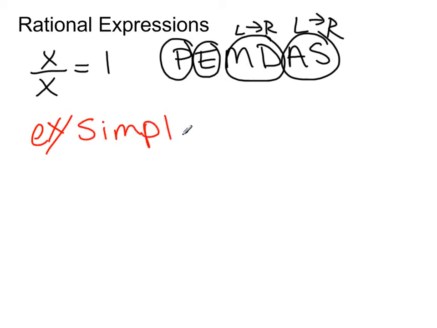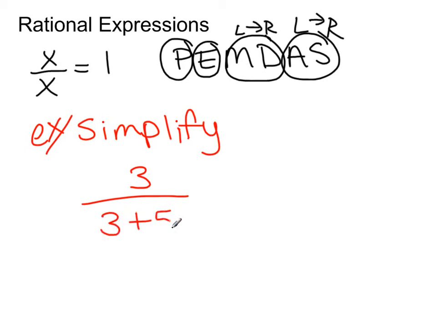And it is a rational expression. It's just going to be a rational expression that has all numbers. So, let's say I have 3 all over 3 plus 5. Now, when you look at this, this is 3 divided by 3 plus 5.